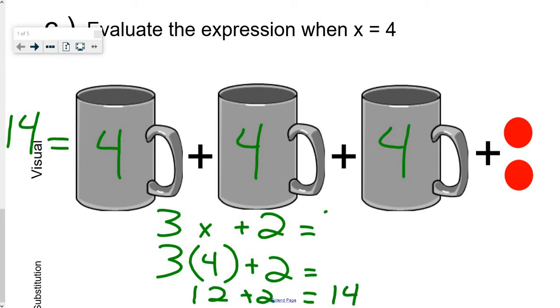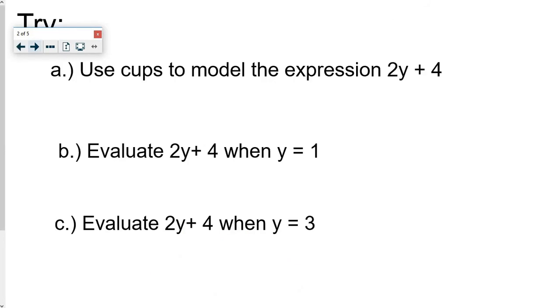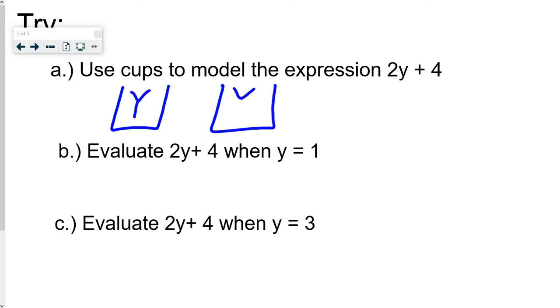So we know that that's how the formula works, and then with visuals we can do that as well. So we're going to try this at home. Use cups to model the expression 2y plus 4. Again, pause this, do this at home or in the classroom. 2 cups, there's your cups, and each one equals y. Then we'll use the red ones, 1, 2, 3, 4, and we can just put a positive in there so we know that they're positives. So 2 y's plus 4 positives.